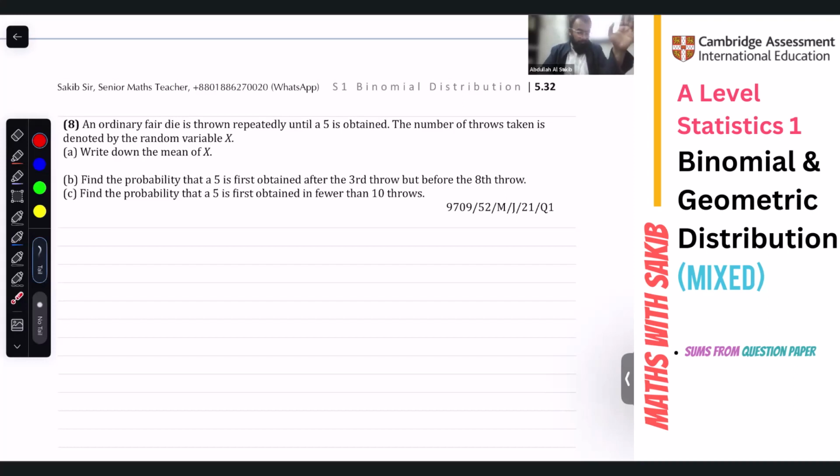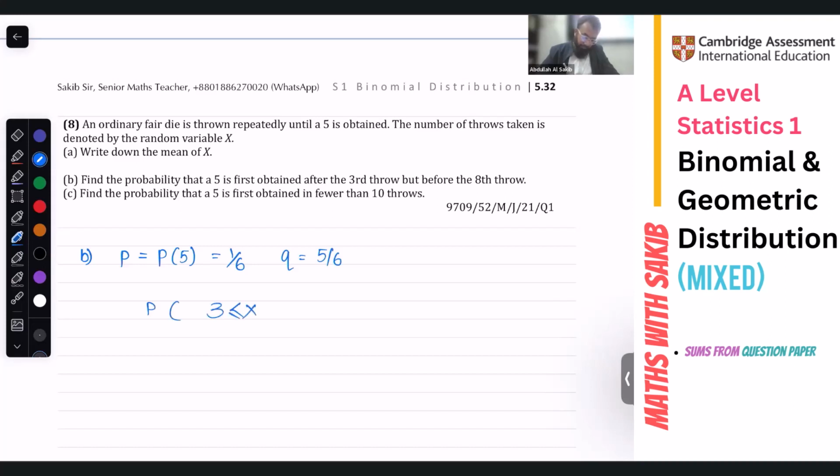Is it okay? Find the probability that the 5 is first obtained after the 3rd throw, but before the 8th throw. How are you going to do it? So let's do this. What is the probability of success? Getting a 5, so that is 1 by 6. So the probability of failure is 5 by 6. So part B says that 5 is obtained after the 3rd throw, but before the 8th throw.